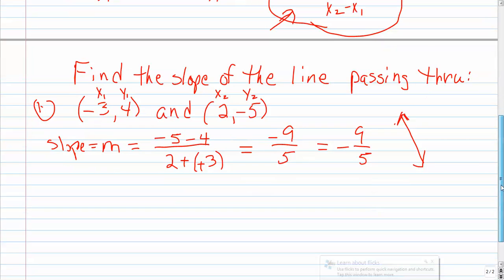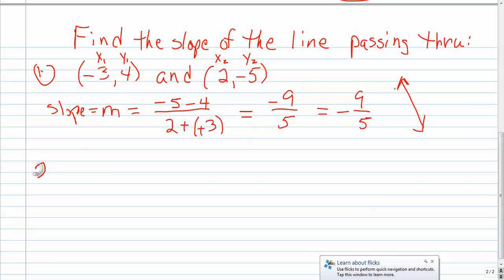All right, let's do another one. Let's find the slope of the line.